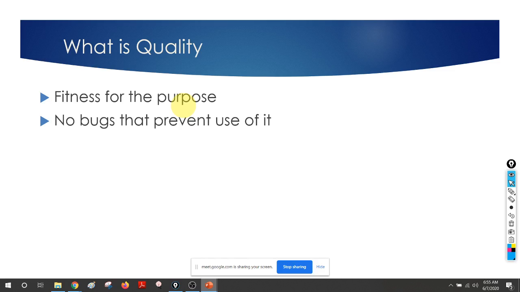Okay. So what is meant by quality? Quality means fitness for the purpose, right? If something is really fit for my purpose, that is quality, right? It is not that I need a perfect product or a product with all the features in the world. No. If something is fit for my purpose, that is quality.